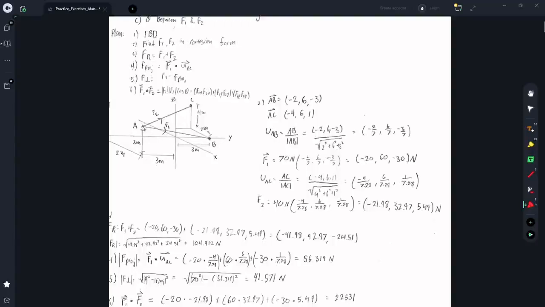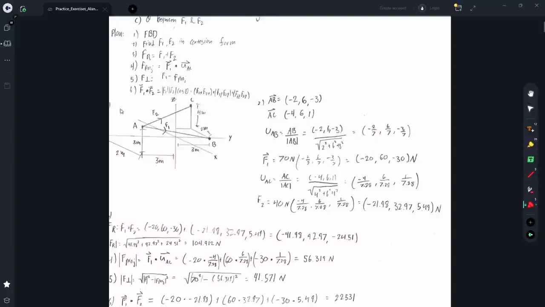So to get F1 and F2 in Cartesian form, we have to look at the vector of where they act along. F1 acts along AB, which just by looking at the diagram, you can see goes back 2 in the x direction, over 6 in the y direction, and down 3 in the z direction. So that's our AB vector. AC, we can get the same way. This vector AC goes back 4 in the x direction, over 6 in the y direction, and up 1 in the z direction. So that's our vector for AC. And then to turn AB into a unit vector, you just have to divide it by its magnitude, which is what I did, and this is what I got.